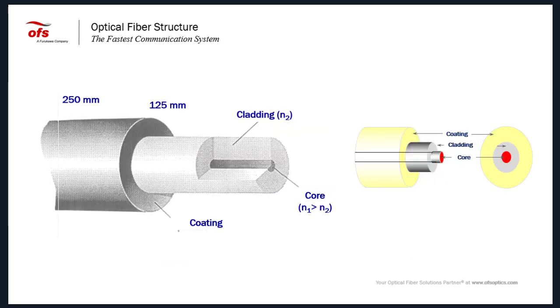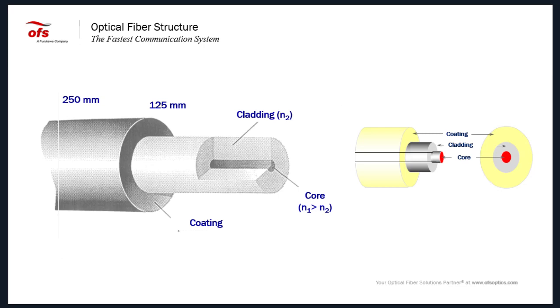For those, I think this fiber structure is known by everybody. It is composed of a core, which has a refractive index of N1, and the cladding. The diameter of the core and the cladding together is 125 microns. And we protect this piece of glass using a coating, basically acrylate, to have a 250 micron diameter for the optical fiber.